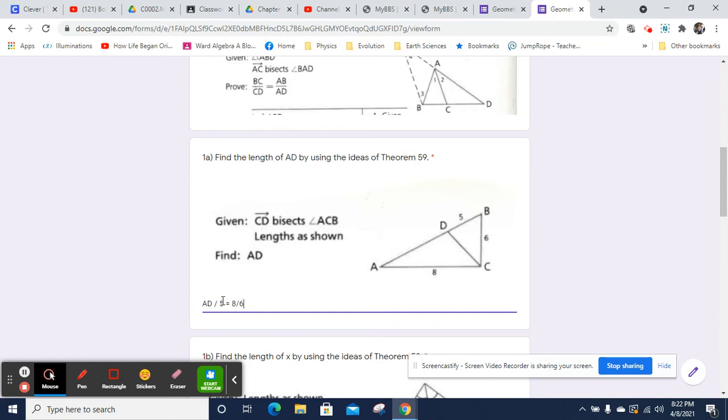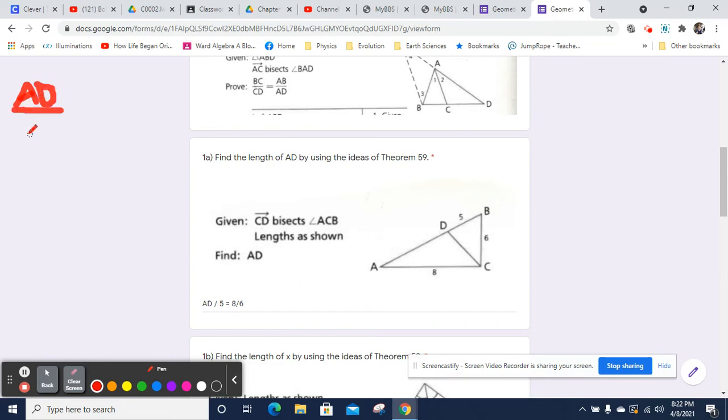Now, AD and 6 are the extremes. It's a little harder to see this. I'm going to do it up here. I'm not liking the way this pen has suddenly decided to be really thick, and I don't seem to be able to change the settings on it. But it is what it is for right now. AD is to 5 as 8 is to 6. Okay, so 5 and 8 are the means. The product of them will be the same as the product of the extremes, AD and 6.